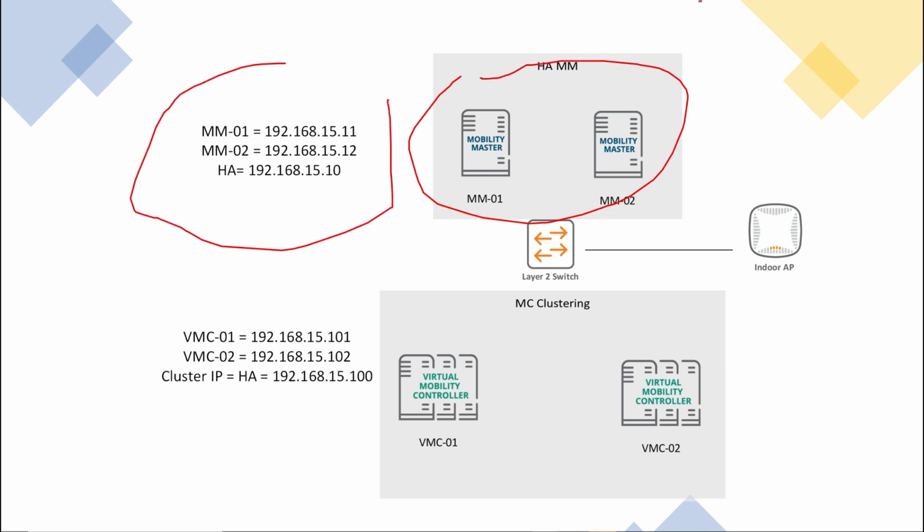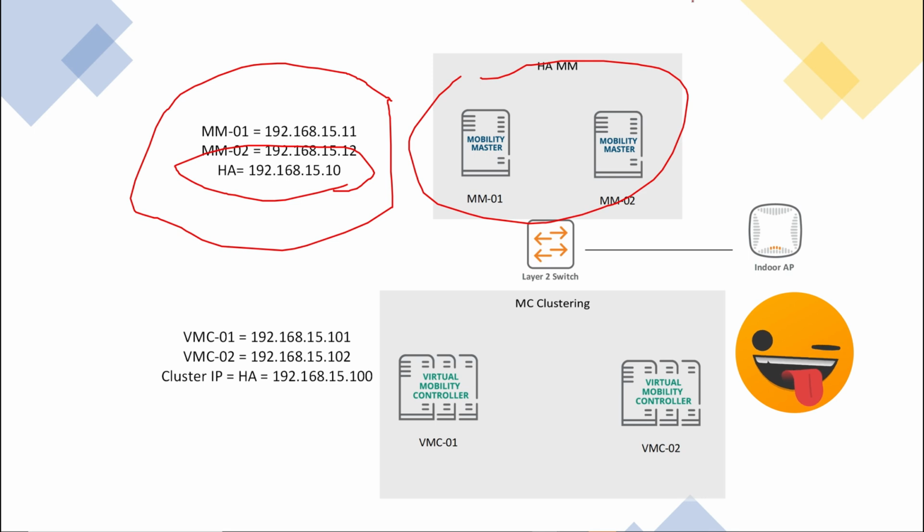These are the IPs. MM1 is 15.11, MM2 is 15.12, and they will create a VRRP HA group. The IP for that would be 10. This is how we will be managing them: 15.10 is the IP. We will be managing both of the cluster members once they are in that group. But initially, I have to access both of them to get them configured. Initially console and then web GUI. So let's get that going.